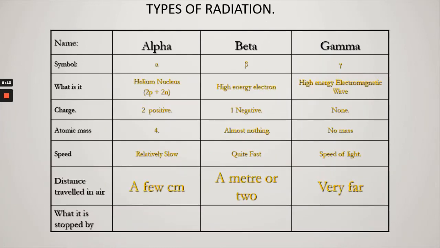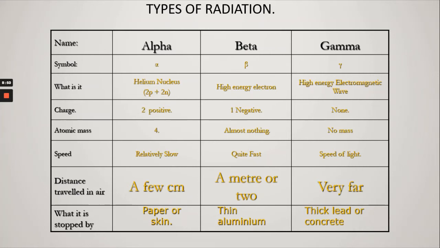So, here's the table. The other thing to fill in is the distance they can travel in air. I didn't have that on the previous slide, but the alpha particles can travel a few centimetres in air. So they can hardly travel at all, and they are stopped by paper or skin. Beta radiation can travel a metre or two in air, and it's stopped by thin aluminium. Gamma rays can travel very far in air, just like light. Light reaches us from the sun. Gamma rays can travel very far, and you have to have thick lead or concrete to stop gamma rays.